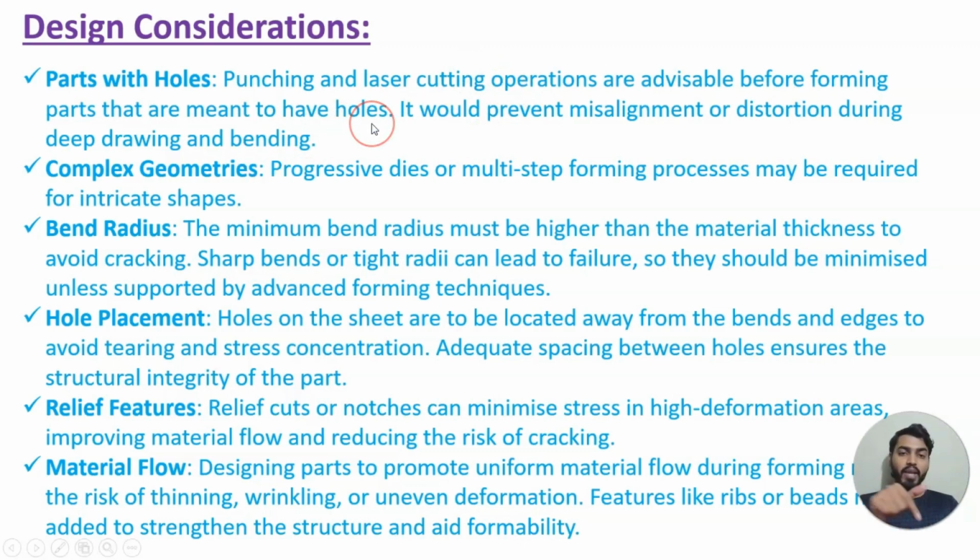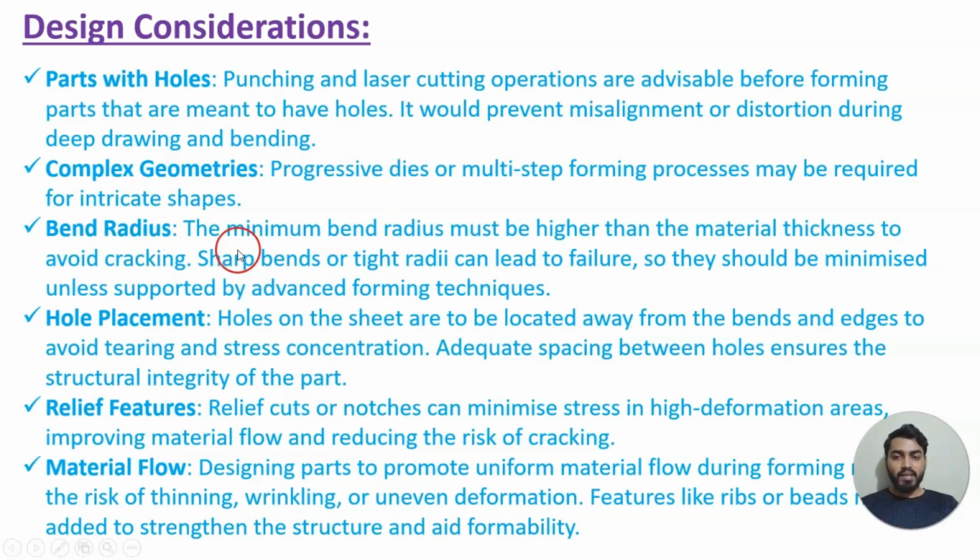Because if we make holes beforehand, then while punching or forming, the holes will get dragged and become different shapes. It will cause misalignment. So it is better that holes be done at last. Then complex geometries we can't do. Progressive dies or multi-step forming processes may be required for intricate shapes. As we have discussed earlier, intricate shapes are a little difficult. We can make them, but it is difficult, and the finishing also won't be accurate.